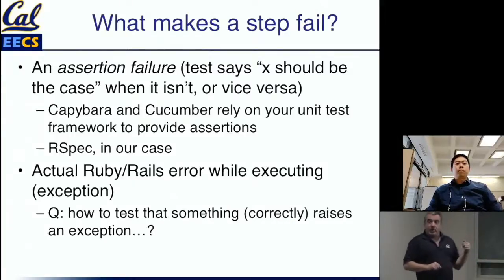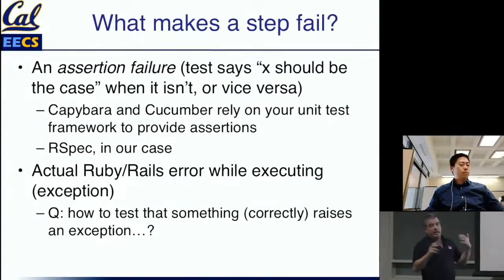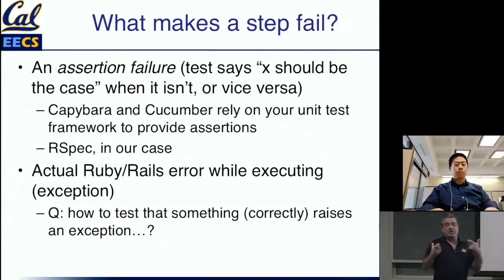The way that we write those steps includes having assertions in the body of the step def. An assertion is basically declaring your expectation that something is the case, and if that thing is not the case, then we say that the assertion has failed, and that causes the test to fail.